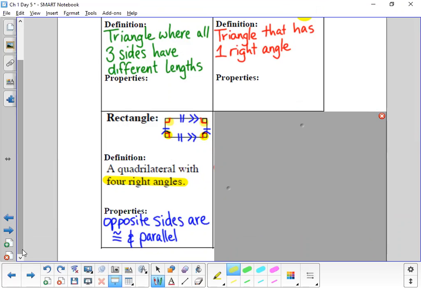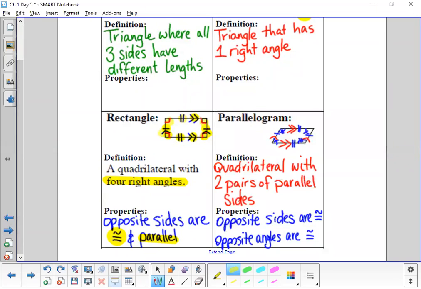But what we also know about a rectangle is that the opposite sides are congruent and parallel. So you can see I have the tick markings here to show that the opposite sides are equal to each other. They're congruent to each other. And then I have the carets or the arrows to show that the lines are parallel. The opposite sides are parallel.